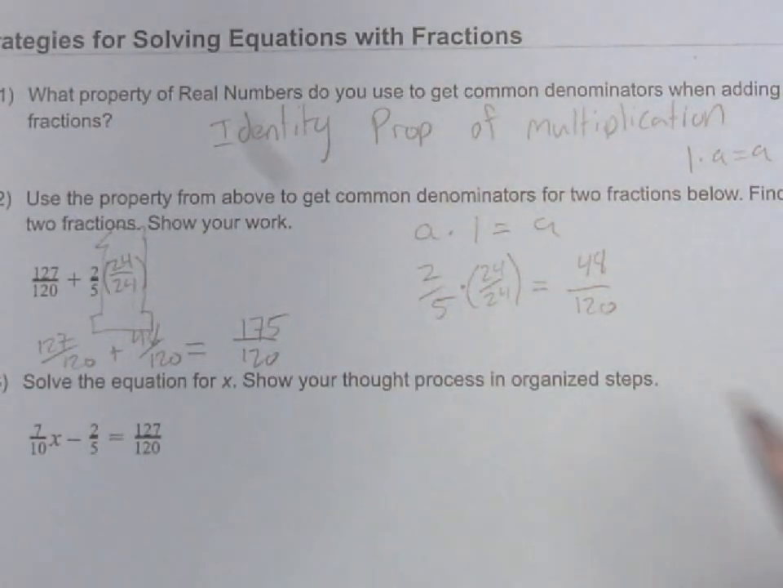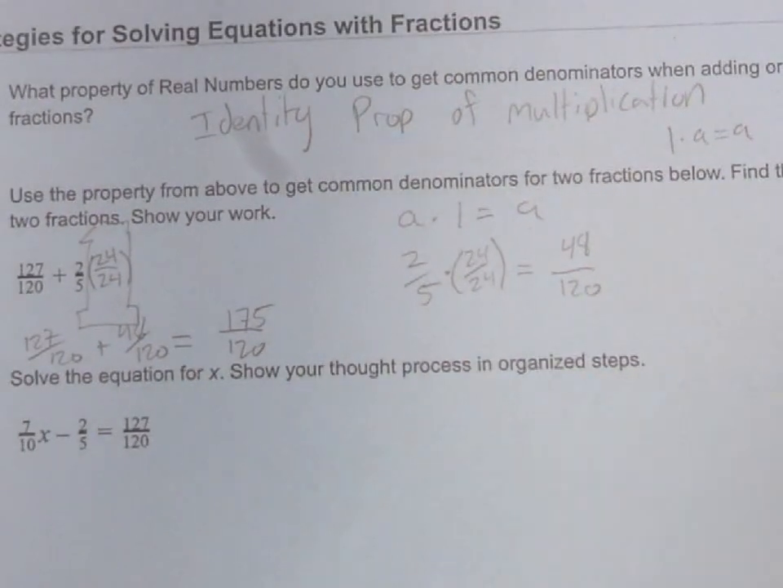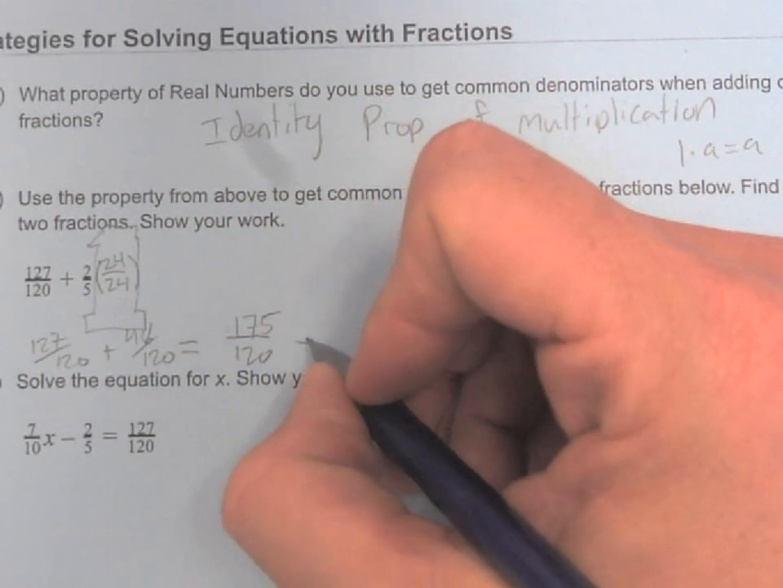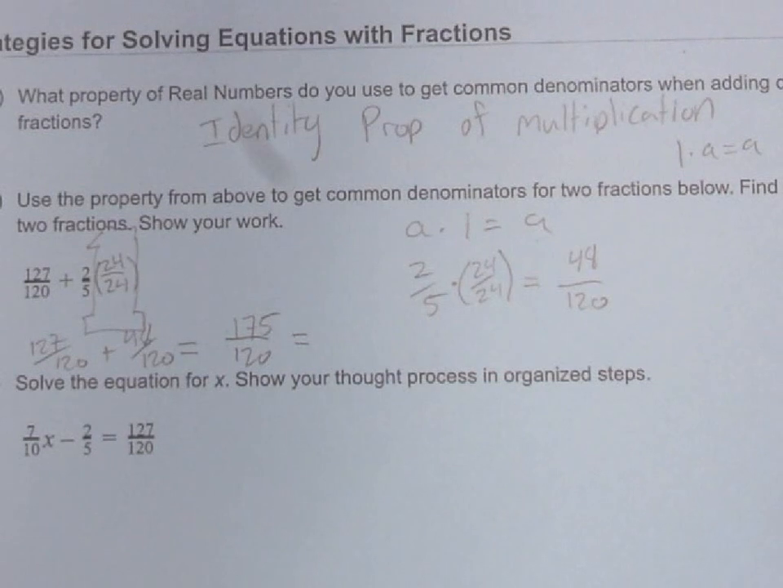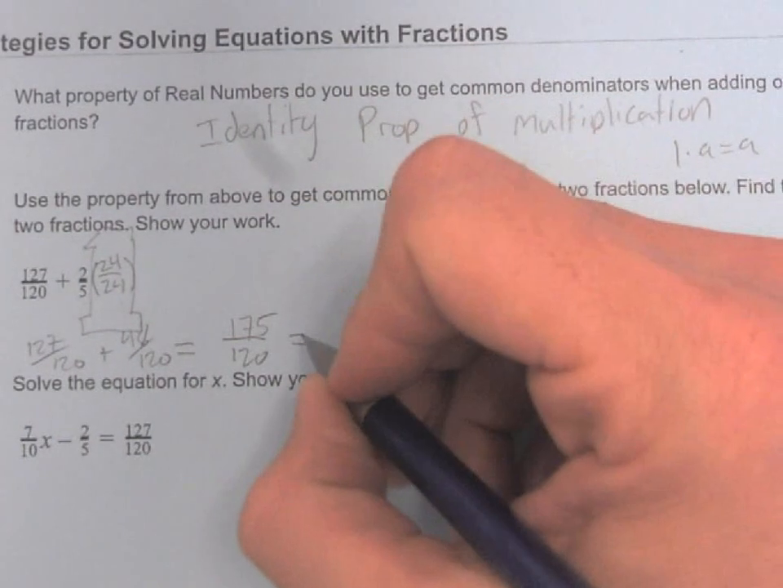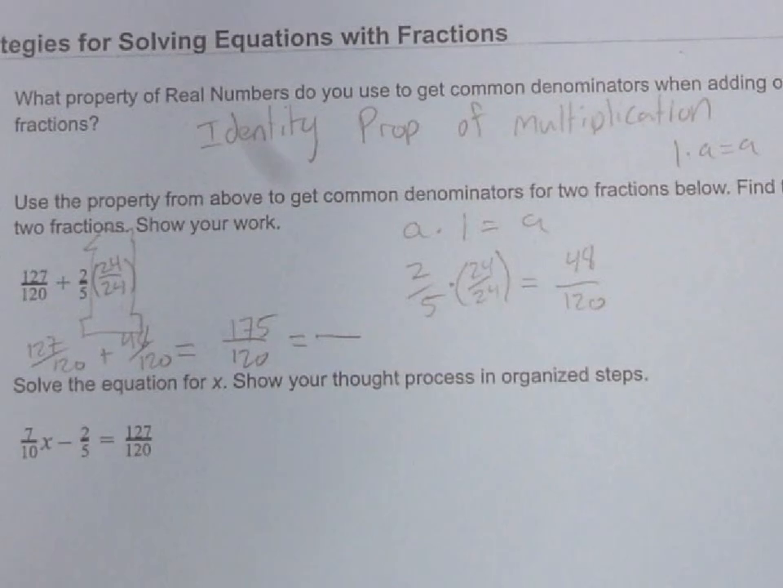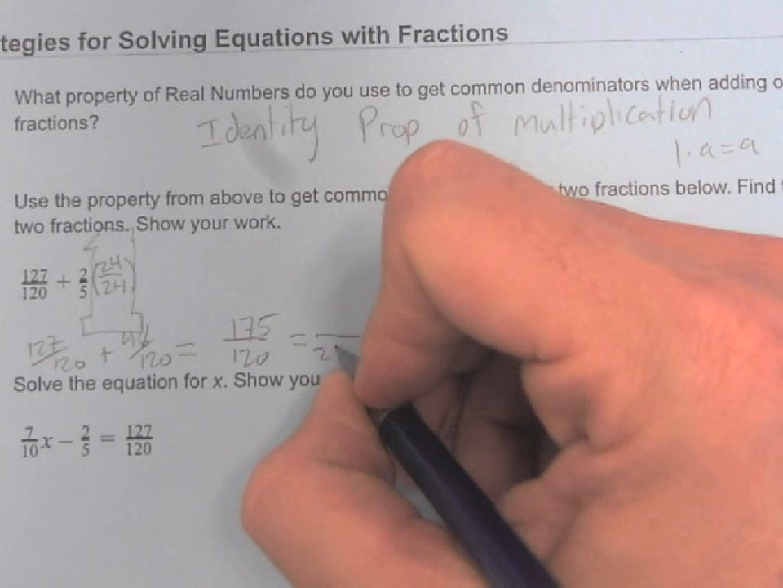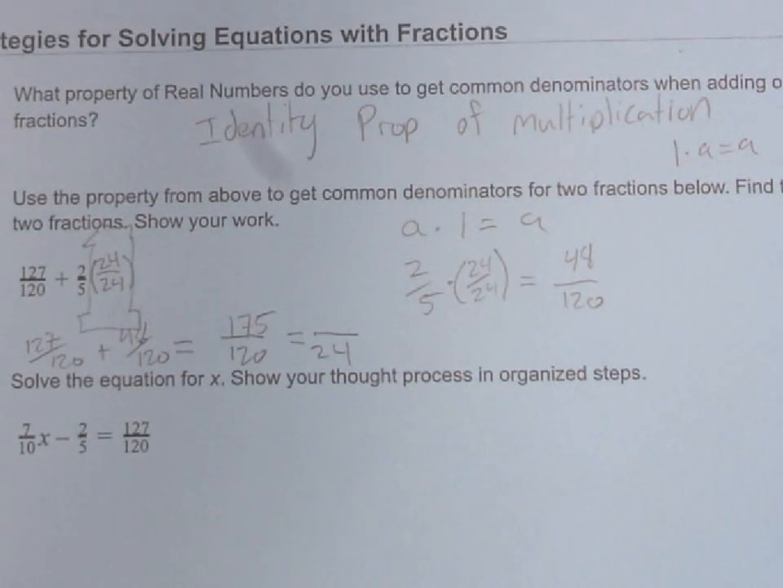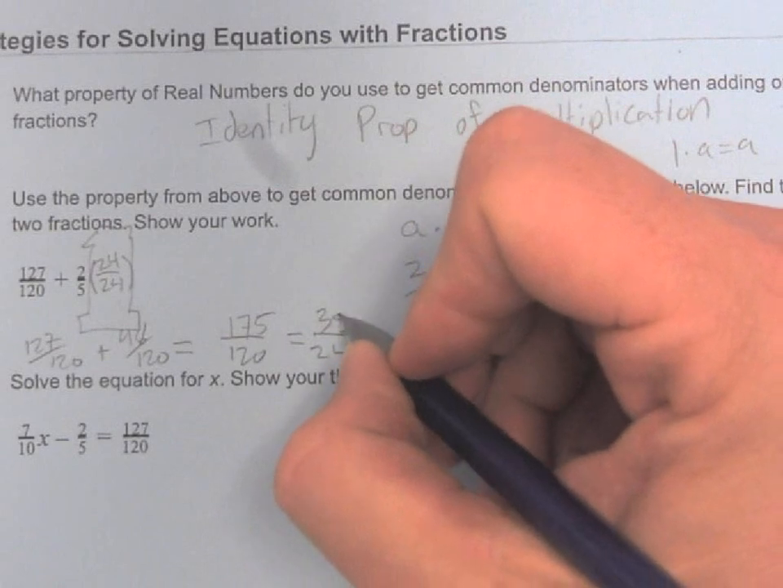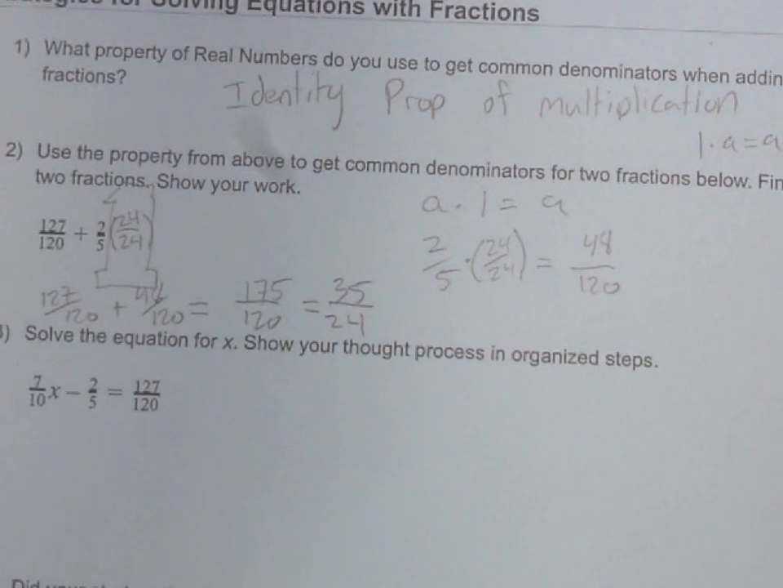It turns out that 5 goes into both of them. Let's do the bottom first because we know that one already. 5 goes into 120, 24 times. 5 goes into 175, let's see, 35 times. I'm just going to double check that really quick to make sure.